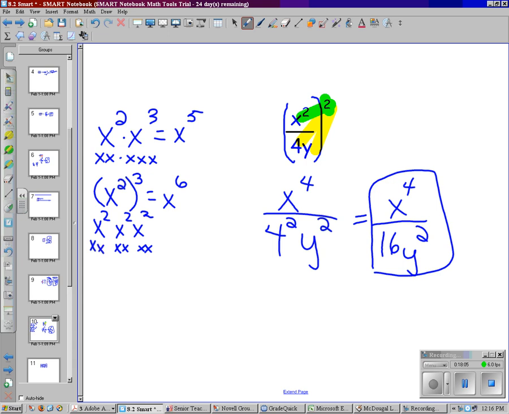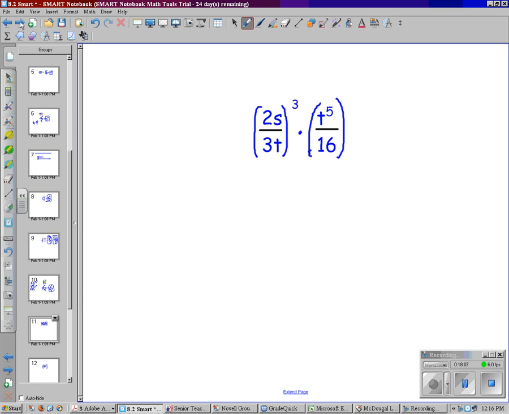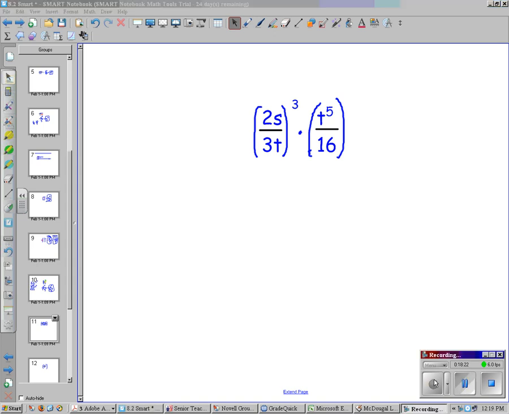All right, try another one here. This gets us a little more difficult, doesn't it? 2s over 3t, all raised to the 3rd power, times t to the 5th, all over 16. Again, take some time to talk to your partner, please. The first thing that I want to do with this one is I want to write it using exponents by taking care of that property. How can we write this 2s over 3t all to the 3rd power using exponents, please?